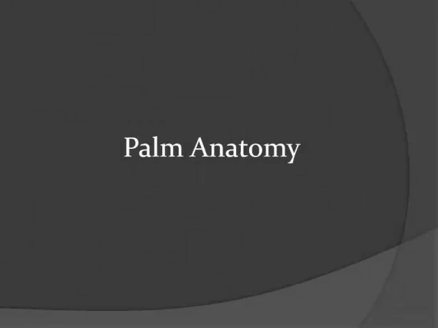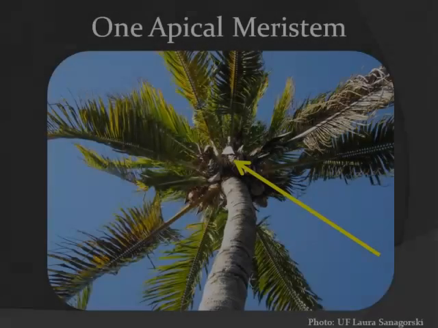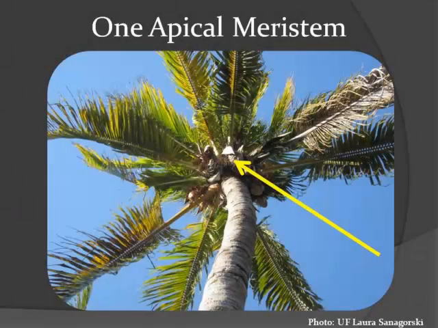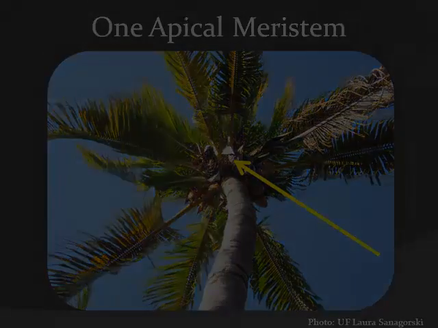This particular module will focus on the anatomy of a palm. The apical meristem is the growing point of the palm and is often referred to as the bud or the heart of the palm. This is the area from which all the leaves originate. Unlike broadleaf trees that have multiple apical meristems, the palm only has one.